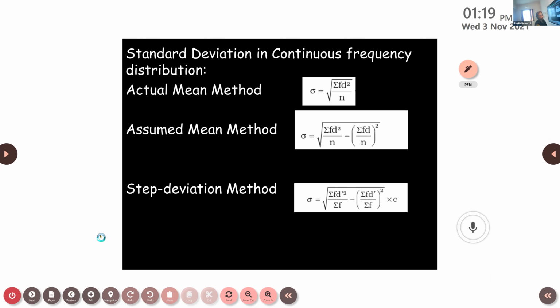Actual mean, in the sense, you know how to find the mean. Total the frequencies, then you will divide, and you will be getting the mean for a continuous one. Then assumed mean method, sigma is equal to square root of sigma fd square by n minus sigma fd by n whole square.